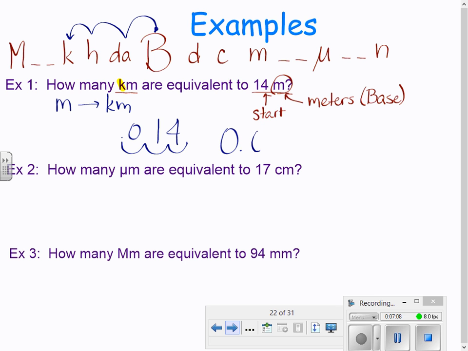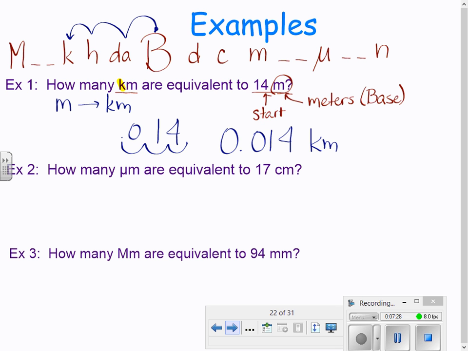I'm just going to rewrite this to make it look nice and pretty. 0.014, and then I put my new unit, km. Okay, and that's all you have to do. We have to count, we have to scoop, and then rewrite. So let's try it with a different number this time.